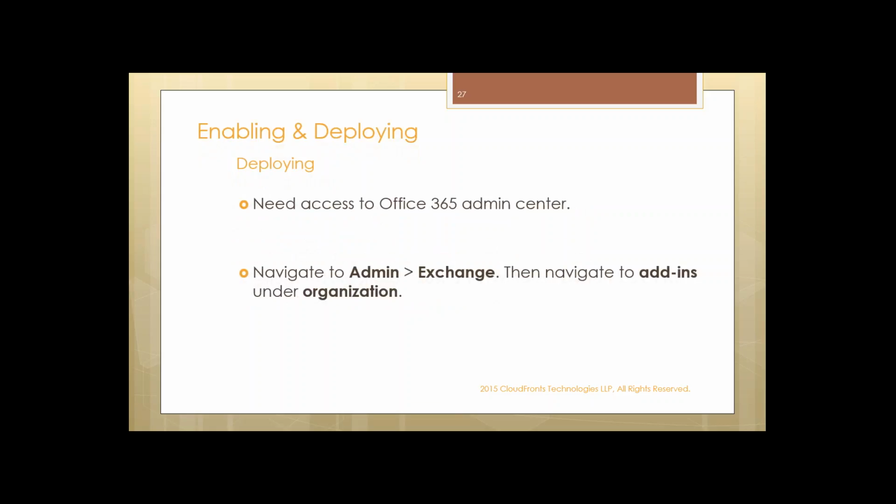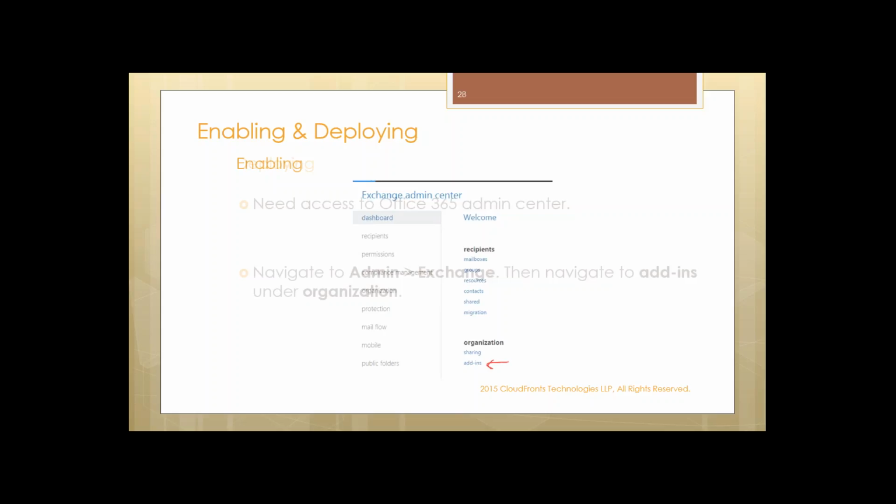So for enabling and deployment, you need access to the Office 365 admin, and you need to go into Exchange and navigate to add-ins under the organization, which I'll just show you. So you go into the admin section of Exchange. This is your Exchange Admin Center, and then you can go to Organization, and then click on the add-ins.